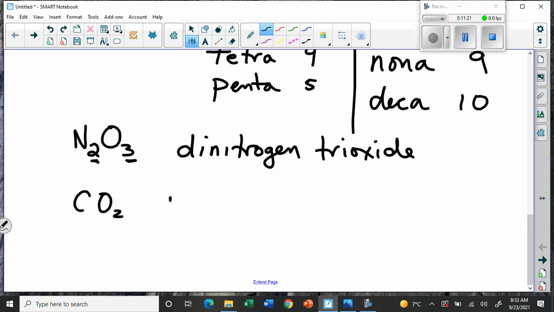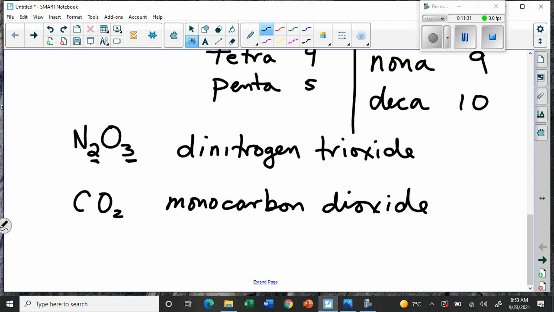Now, you could technically call this monocarbon dioxide, but we tend to ignore ones, just like we ignore ones when we're crisscrossing. We tend not to put the mono when it comes on the first one. So we tend to call it just carbon dioxide. And if there was one that had 2 of them, we would put dicarbon, but we just don't put the mono. It's kind of obvious that it's 1. But we do put the mono on the second word, often for emphasis.